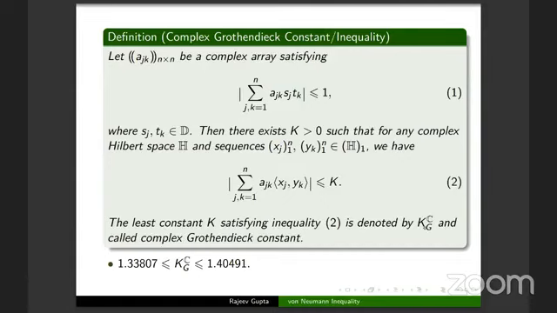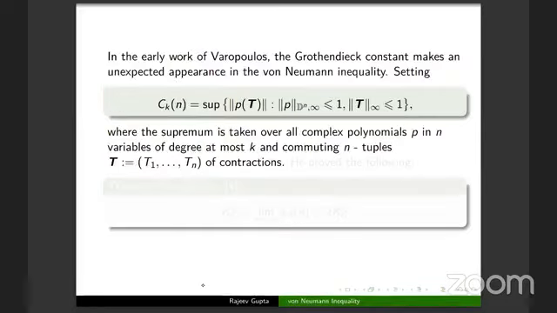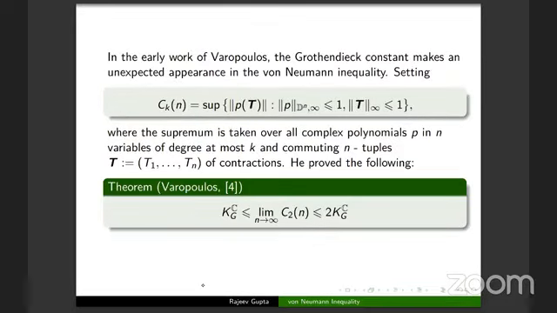Interestingly, this result was of Grothendieck, back in 1956 in his PhD thesis. From then, it is still unknown what exactly the value of this constant is. What is known is that it is between 1.33 and 1.404. The value is still unknown; it's one of the biggest open problems. But this constant appears in many places, and interestingly, it appears here also in the work of Varopoulos in 1976.